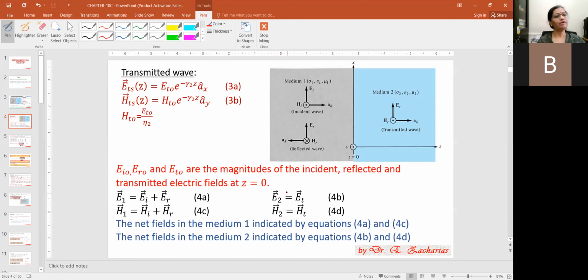Similarly, in the second medium, you have only the transmitted, so you can write ET and HT. Please remember, I have written all of them in vector notation. So what are these? Equations 4A and 4C are the net electric field and magnetic field respectively in medium 1. Similarly, when you go to medium 2, you have equations 4B and 4D. Is this clear, guys?